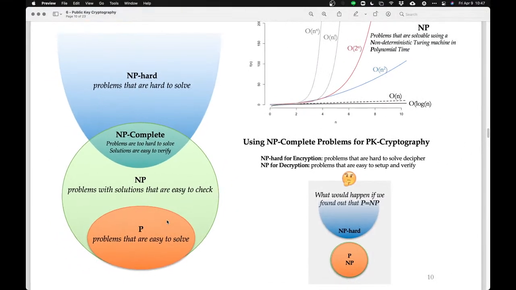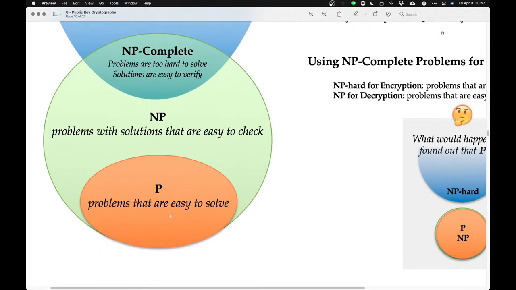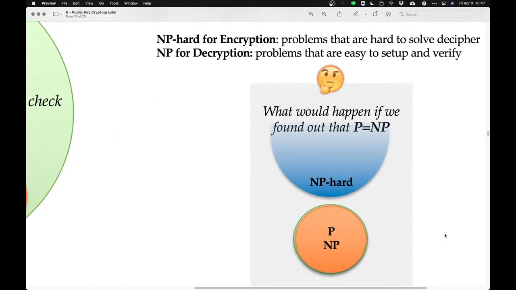It is entirely possible that all problems that are easy to check are also easy to solve, in which case the picture would look like this, and we would not have any NP-complete problems. As far as we know, there are problems that are NP-complete, and I'll show you a couple. But we don't have a mathematical proof that that is how the universe works, okay? We are hoping that there are problems out there that are NP-hard and also NP-complete. But we don't know this for a fact.